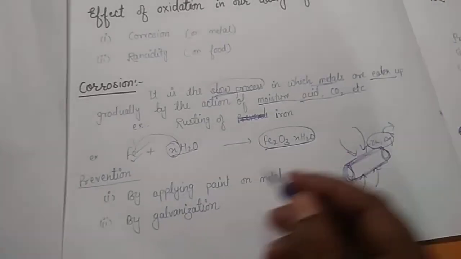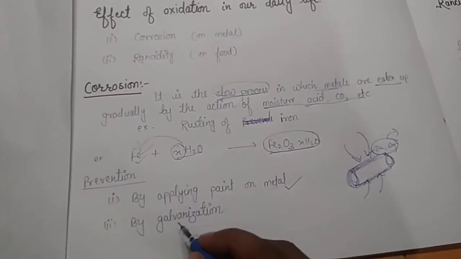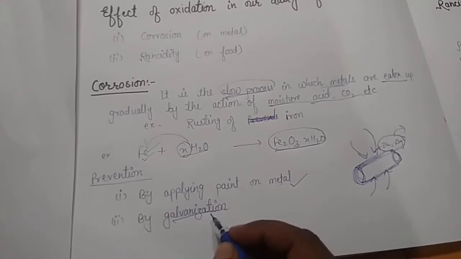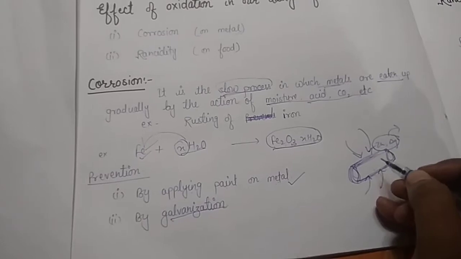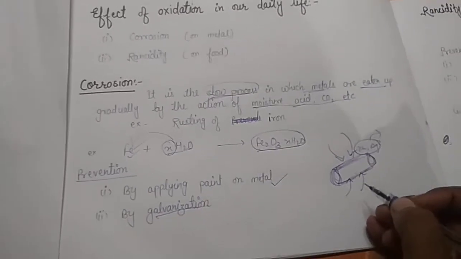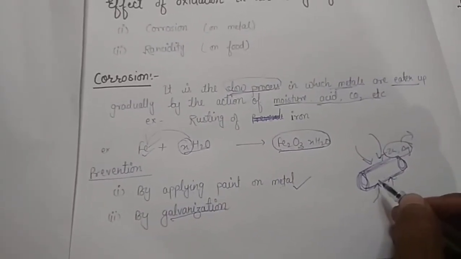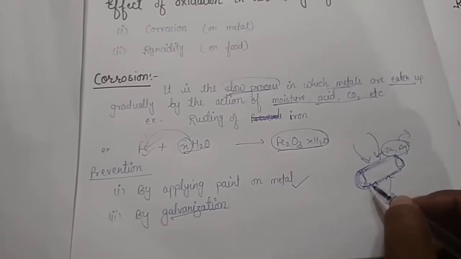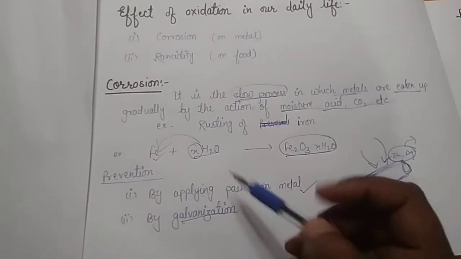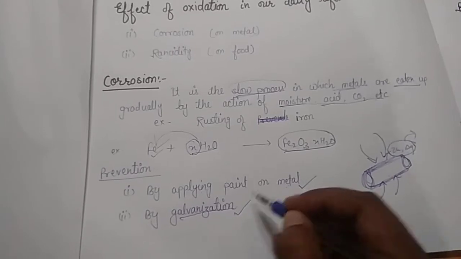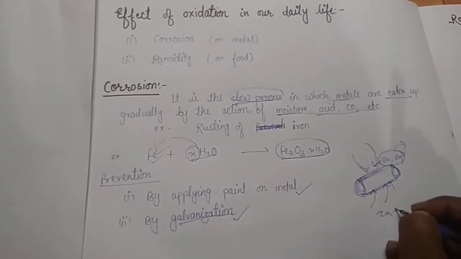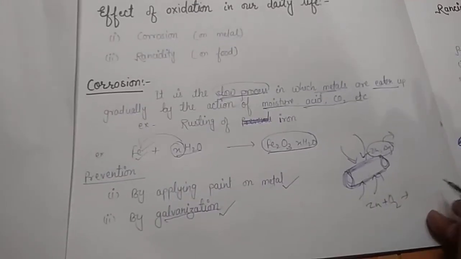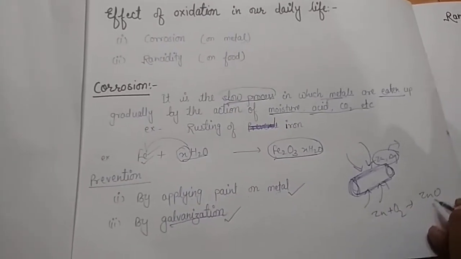Easy, children? Second, by galvanization. Children, in previous classes, in 8th and 9th, we have studied that when a zinc layer is put on iron articles to prevent corrosion, that is known as galvanization. Why is the zinc layer there, children? Zinc plus oxygen forms zinc oxide. So zinc oxide is less reactive.